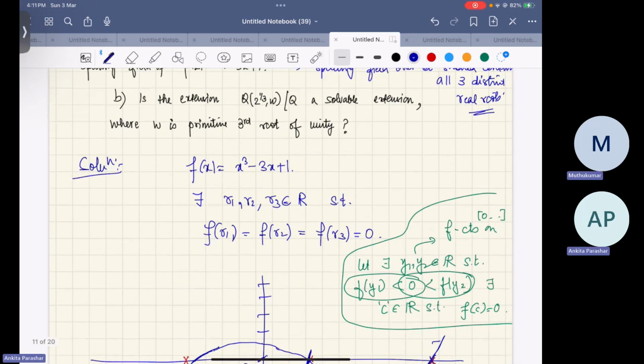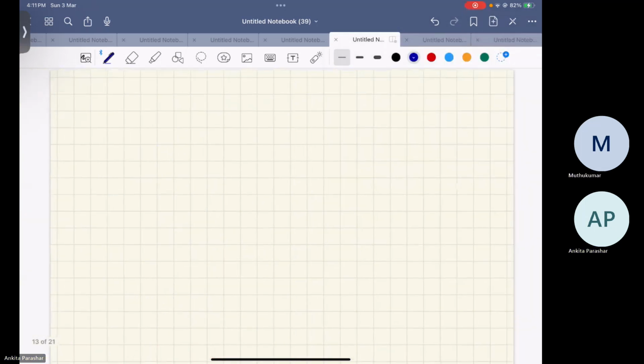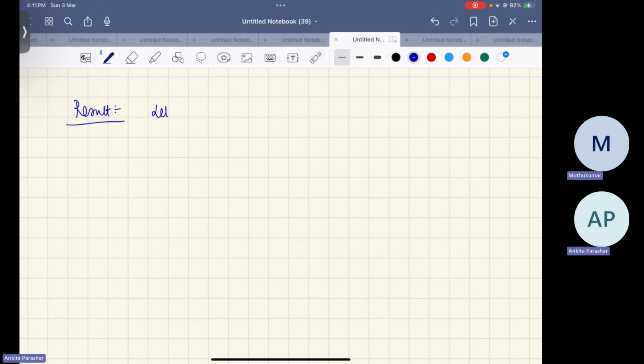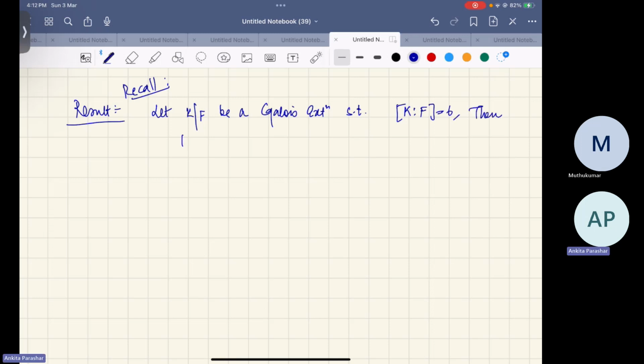One thing: this is degree 6. This is one hint that I'm giving you. There is a result regarding degree 6 extensions. Let me recall the result. The result says, let K over F be a Galois extension such that the degree of K over F is 6. Then K over F is solvable. It's always solvable.